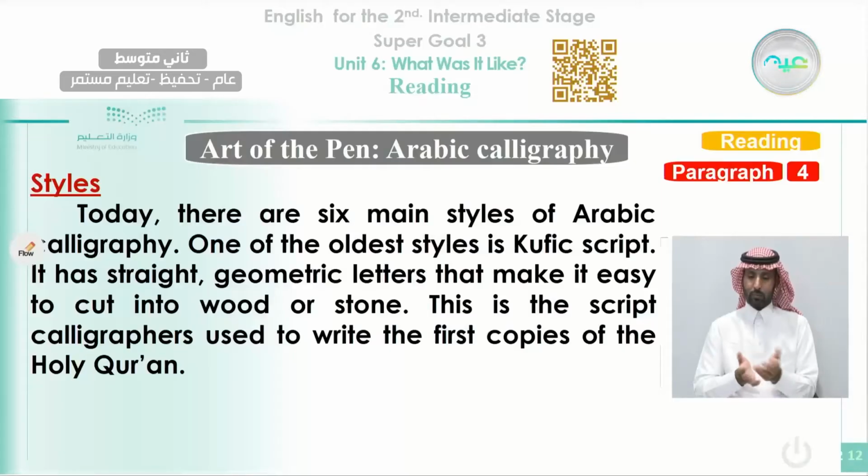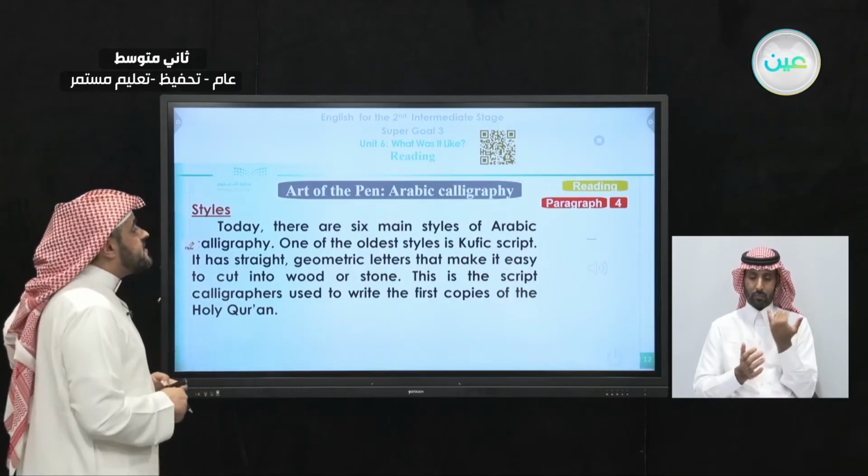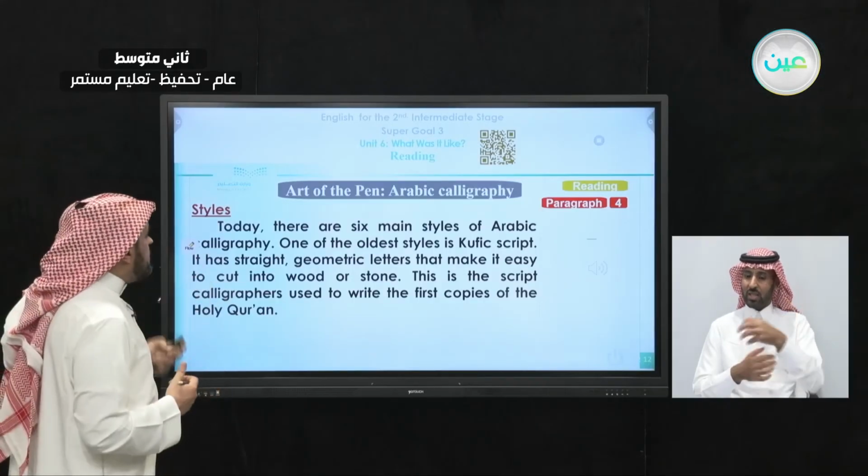We move to the fourth paragraph now. We are starting now to tell about the other styles of Arabic calligraphy. Today there are 6 main styles of Arabic calligraphy. So how many calligraphy styles do we know? We have 6. We start with the first one here.